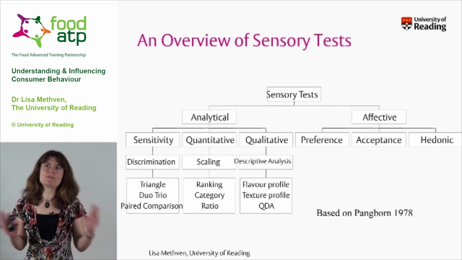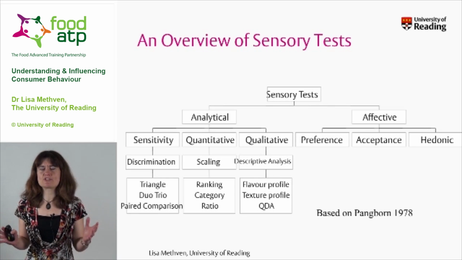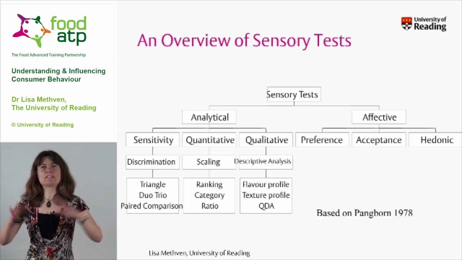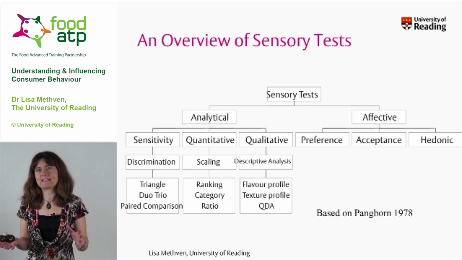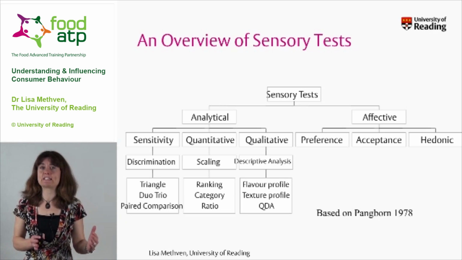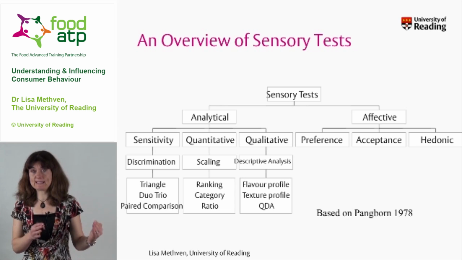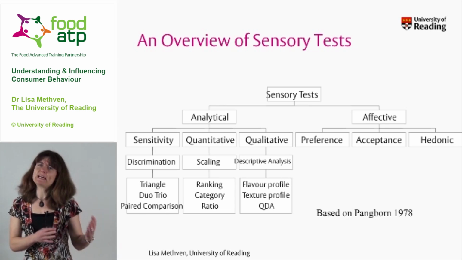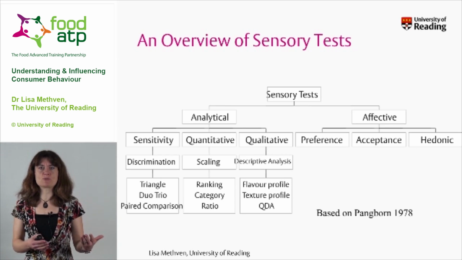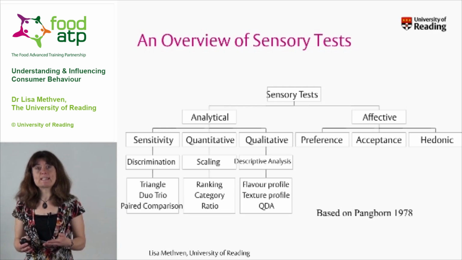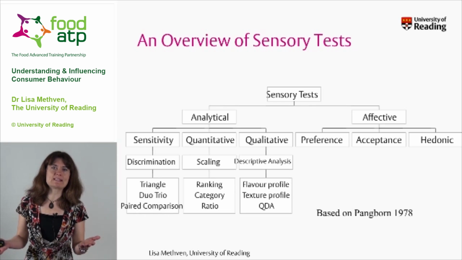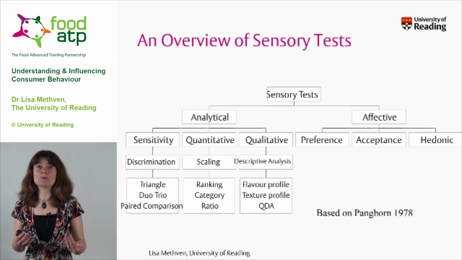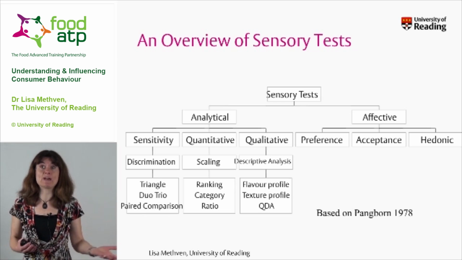So maybe it's worth us having a look at an overview of sensory tests. Really, I consider sensory tests to be split into two areas: on the one hand, analytical, and on the other, affective. Within analytical sensory testing, I'm talking about trying to get objective measurements. It can be about sensitivity, in other words, discriminating between products. Can you tell the difference between two products? It can be quantitative in terms of scaling, so it might be just, for example, can you rank things in order, or can you actually put a value on something, can you rate it and give it a value?